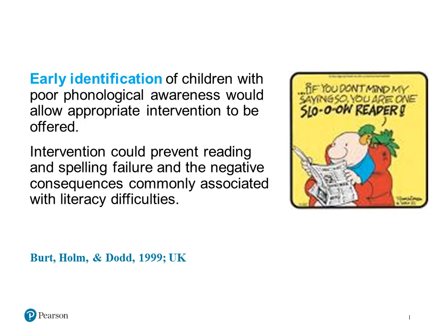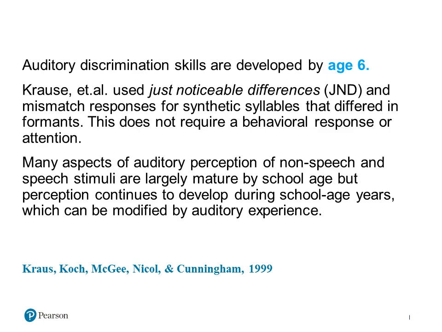Burt, Holm, and Dodd found also that early identification of children with poor phonological awareness would allow appropriate intervention to be offered. An intervention, according to them, could prevent reading and spelling failure and the negative consequences that are associated with that. So we talk about many of these children being at risk for reading problems, and then the question comes down to, well, how could we identify them earlier so that they don't have full-blown dyslexia or reading disability when they're third graders?